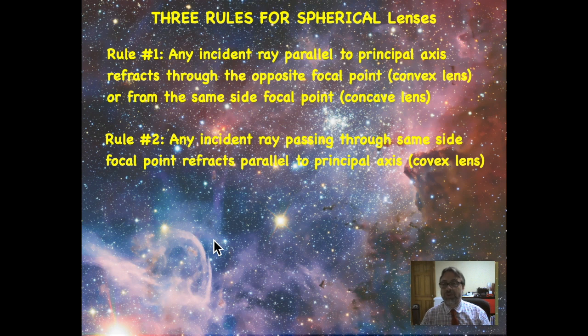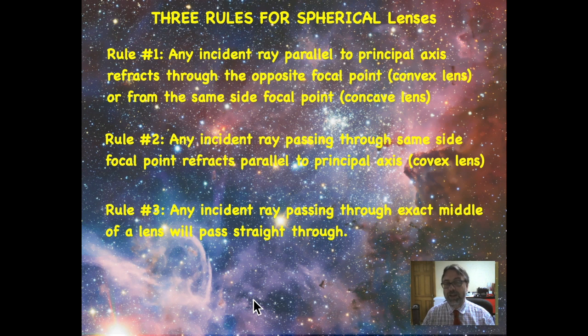Rule number two, any incident ray passing through the same side focal point refracts parallel to the principal axis for a convex lens. So if I send light through the focal point on the object side, the real side of the lens, the object side of the lens, that ray will get bent parallel to the principal axis. This is basically the same rule as with spherical mirrors, that if the light ray went through a focal point, it would then reflect parallel to the principal axis.